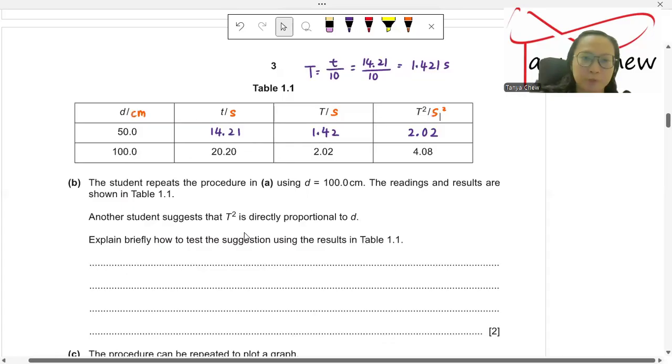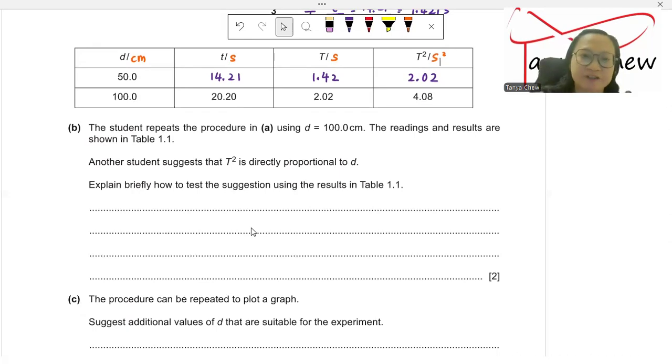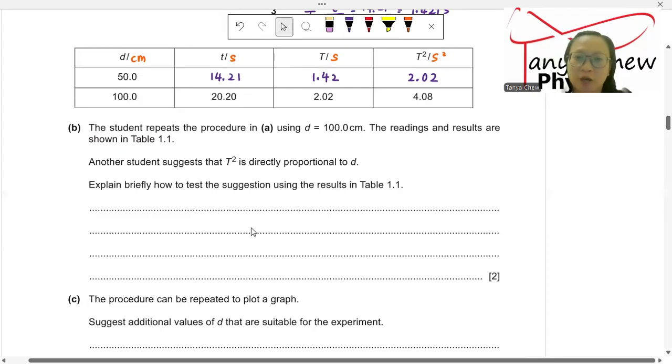Now B, the student repeats the procedure in A using D is equal to 100 cm. The readings and results are shown in table 1.1. Another student suggests that T squared is directly proportional to D. Wow, that student must be very, very confident. Explain briefly how to test this suggestion using the results in table 1.1.